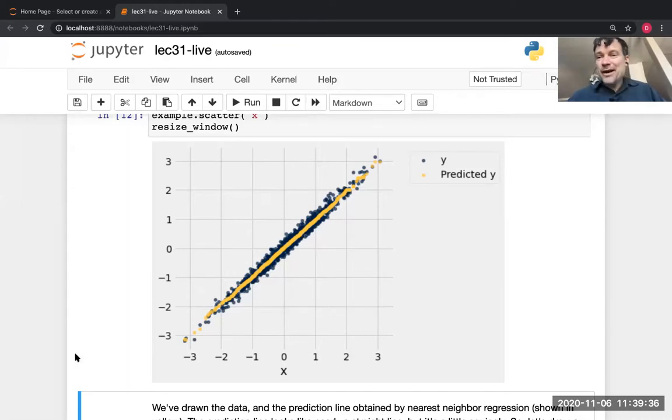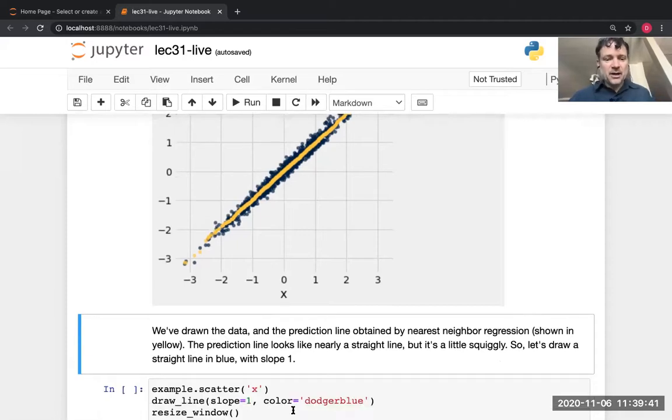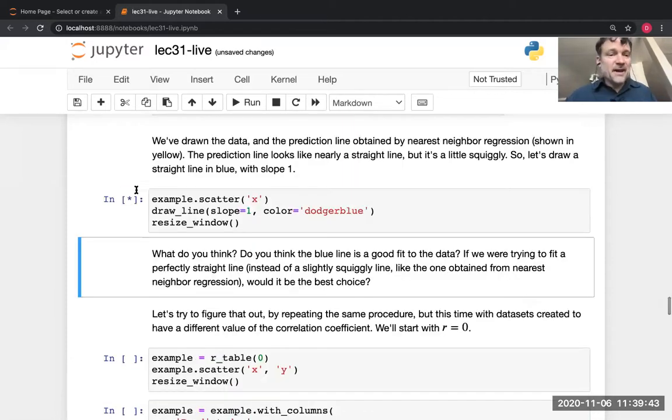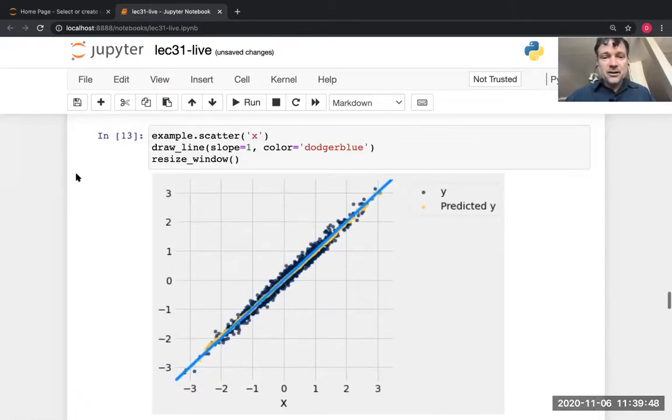So let's try to draw a straight line that fits this data and goes through these points. Let's try some values. So we could try a straight line here. I've drawn here in blue a straight line with slope 1. And how does that look to you? Does the blue line look like it fits the data? Yeah, it looks pretty darn good, doesn't it?